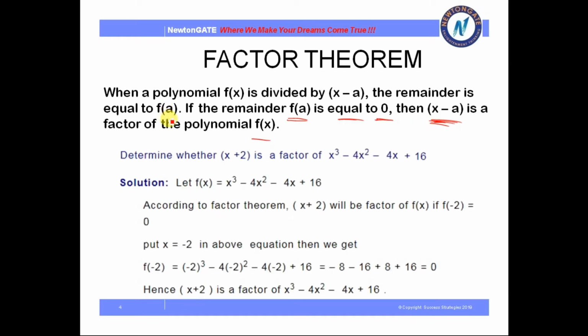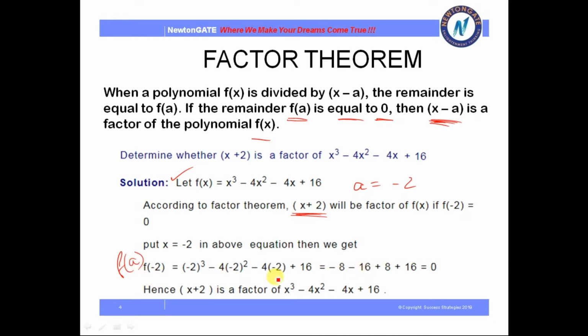So they have asked us to determine whether x plus 2 is a factor of x cube minus 4x square minus 4x plus 16. So f(x) is equal to x cube minus 4x square minus 4x plus 16, and our divisor is x plus 2. So what is the value of a? The value of a is minus 2. The divisor's zero gives us the value of a. So a is minus 2, and we need to find the value of f(a). So f(a) is f(minus 2).